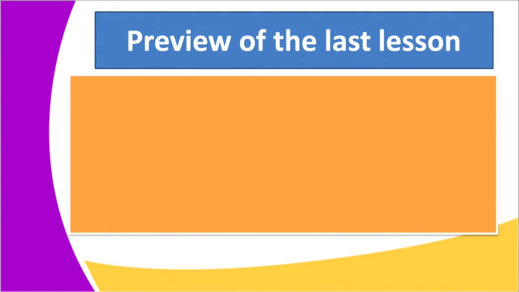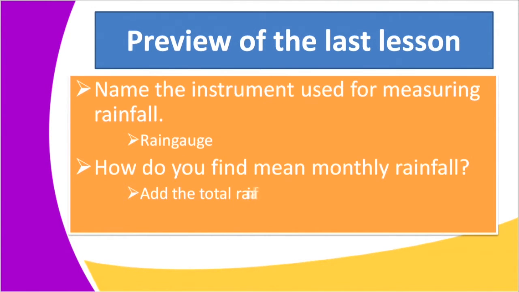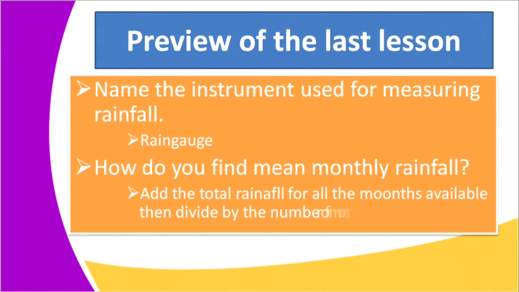Let's preview the last lesson that we had. In the last lesson, we named the instrument that is used for measuring rainfall, and that is a rain gauge. We also looked at how to find the mean monthly rainfall. Mean monthly is the rainfall that is received on a monthly basis. We said that we should add the total rainfall for all the months available, then divide by the number of months given. That is the answer to the questions that we looked at in the last lesson.